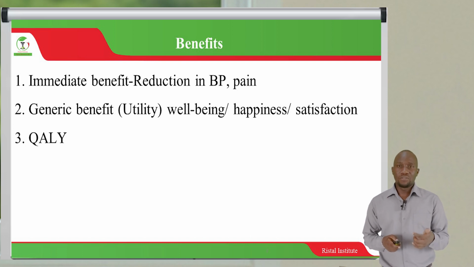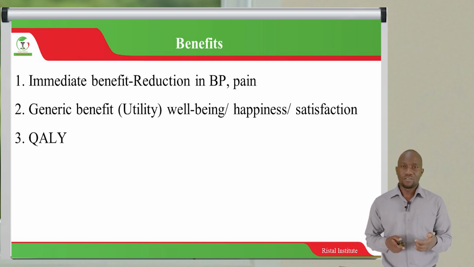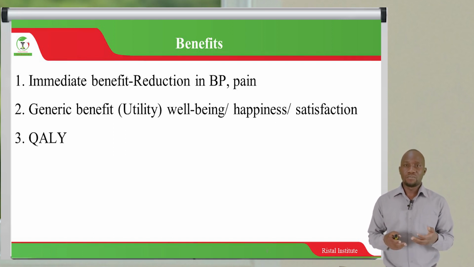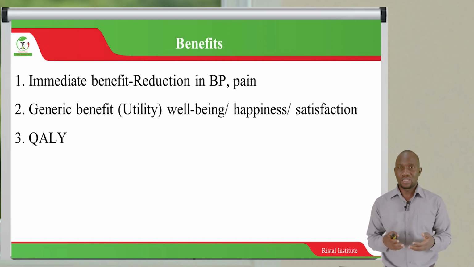So the consequences of a particular health intervention, of course, can be benefits or it can be harm. So the benefits can be categorized into three categories. The immediate benefits. So for example, if the intervention is about screening people for high blood pressure, or the intervention is for providing chronic care to people with, for example, high blood pressure. If their blood pressures are high, you give treatment. The reduction in blood pressure can be an immediate benefit of the intervention.